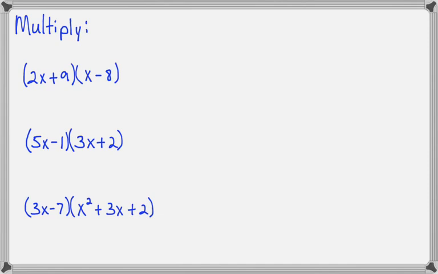So let's multiply together each of these exercises. So for the first one, 2x plus 9 times x minus 8, we will distribute the 2x, then we will distribute the 9. Then we will see if any terms can be combined. So here we go. 2x times x gives us 2x squared. 2x times negative 8 gives us minus 16x. Now we distribute the 9. 9 times x is 9x, and 9 times negative 8 is minus 72.